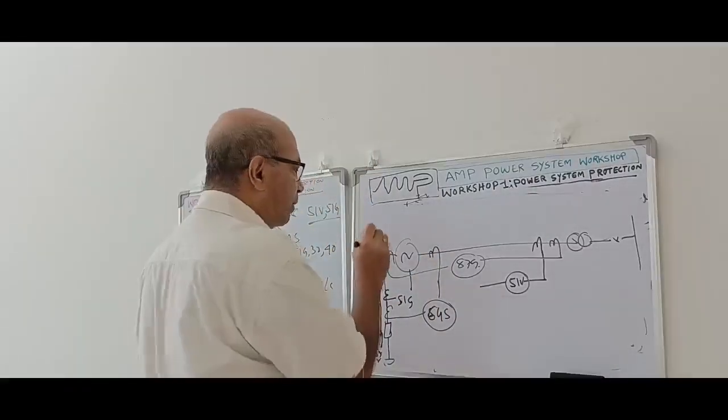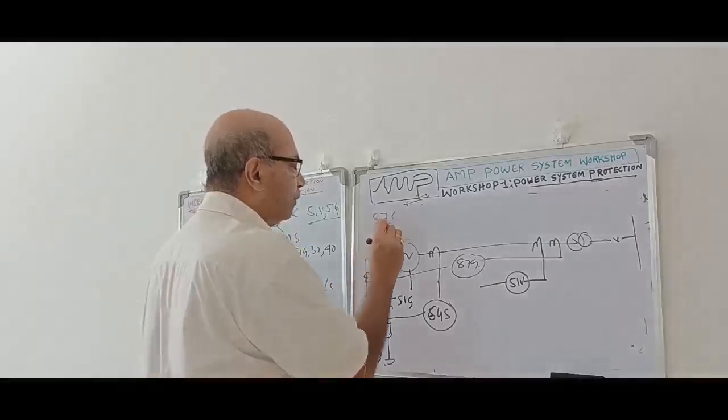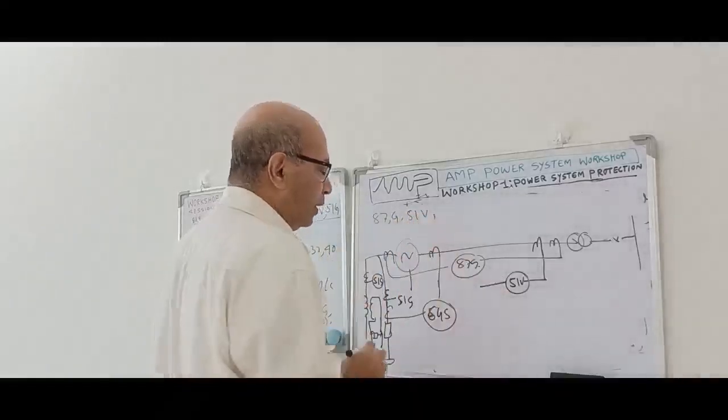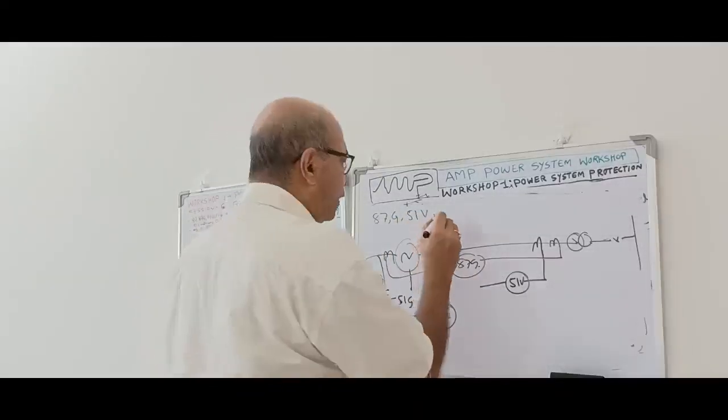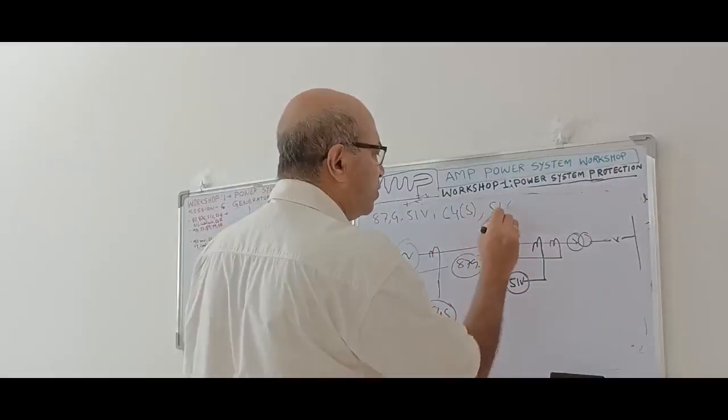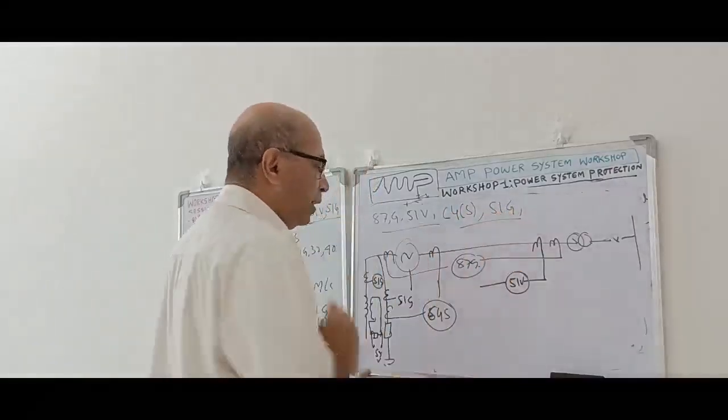So let me write one by one. 87G is there, main differential. Then we have a backup by 51V, it is there. Then for the earth fault, we are providing 64S stator earth fault, backup by 51G. This two is there, this two is there.